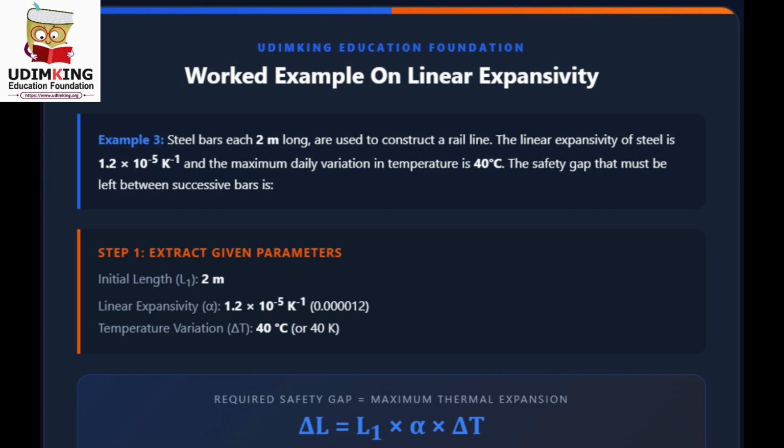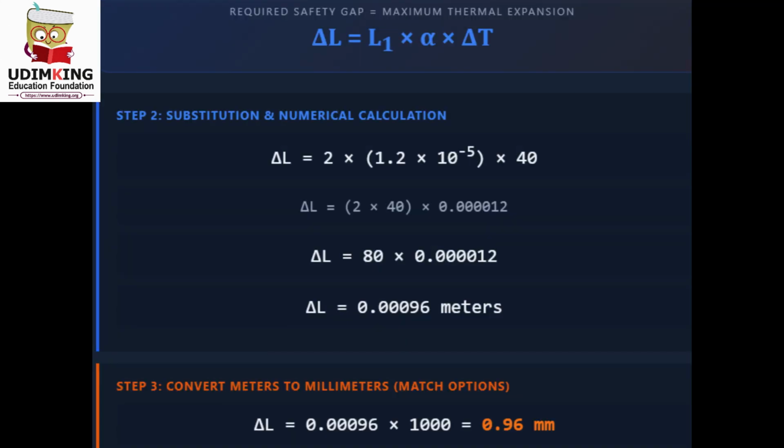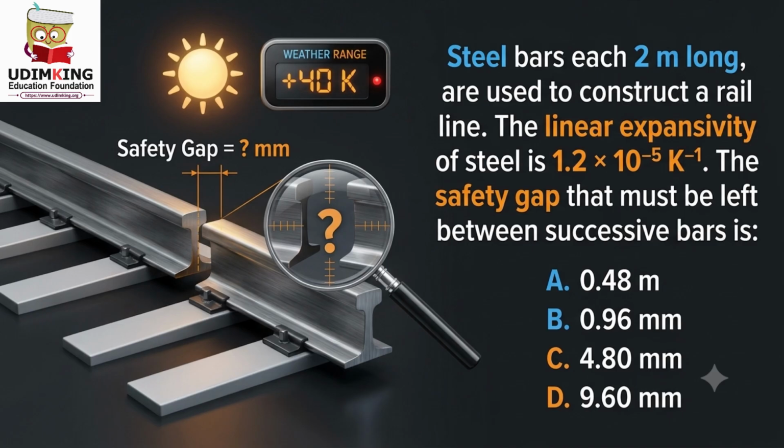We multiply our initial length of 2 meters by our linear expansivity constant 0.000012 and then multiply that by our temperature variation of 40. To make the math simple, let's multiply the whole numbers first. 2 times 40 gives us 80. Now we multiply 80 by 0.000012. When you calculate that, you get a final expansion of 0.00096 meters.